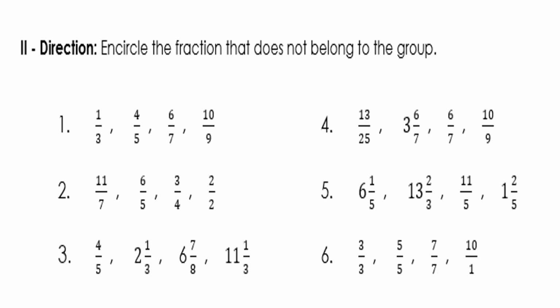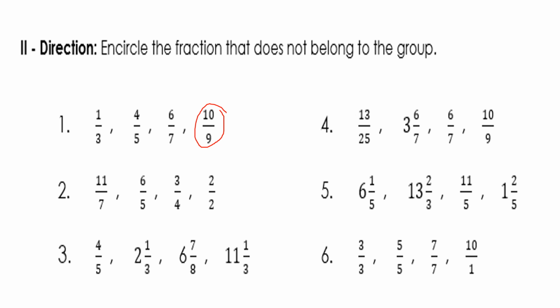Let's move on to the next slide. So direction: encircle the fraction that does not belong to the group. Now, when can we say that the fraction does not belong to the group? So look at this one. 1/3, 4/5, 6/7, these are all proper fractions, unlike this one. So 10 over 9 is an improper fraction, so it does not belong to the group.